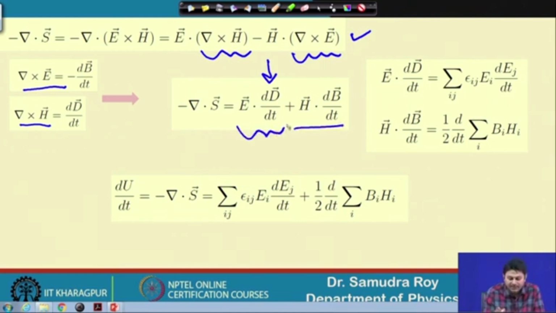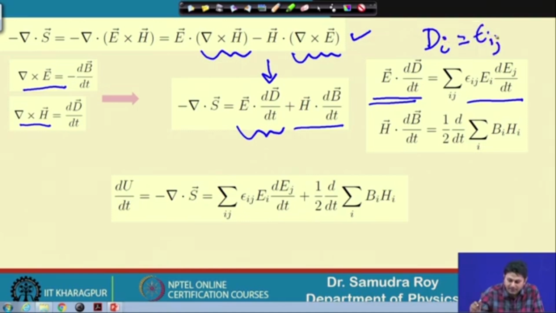A dot product again can be represented in terms of summation. So, if I do this dot product in summation form, it should be something like this. Again, the relationship between D and E is used here, because the ith component of the vector D is represented by epsilon_ij and then E_j.